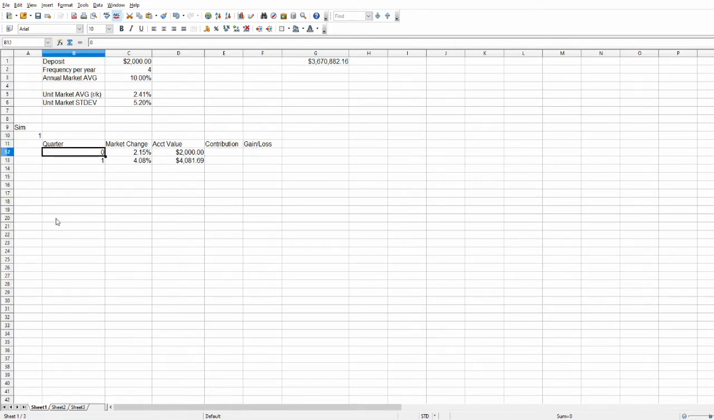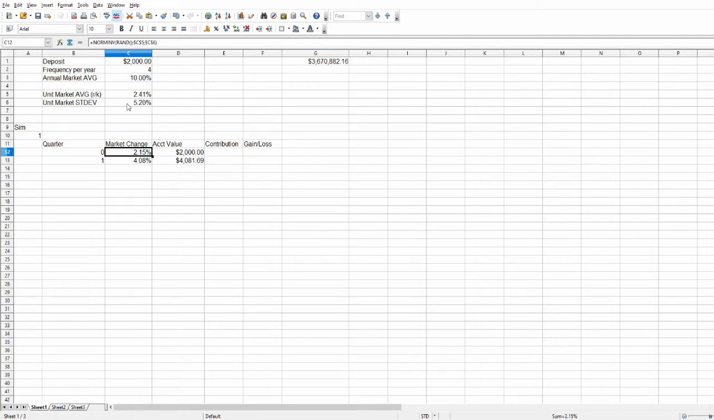So let's talk about quarter 0. I'm going to put a market change. Now, it's 2.41% on average. So if you've ever taken stats, if you've ever taken probability, you've probably seen some sort of bell curve. The peak, the highest point of that bell curve, is at the average. And so I want most of my simulations to be close to 2.41%. And the standard deviation is how wide or how narrow that bell curve is. So a big standard deviation means that your data is very spread out.